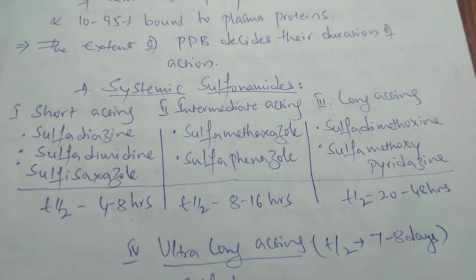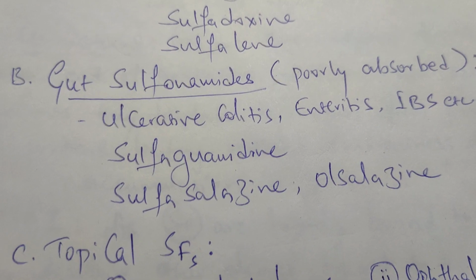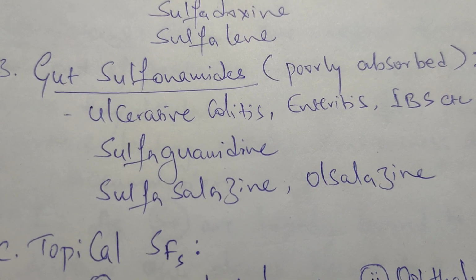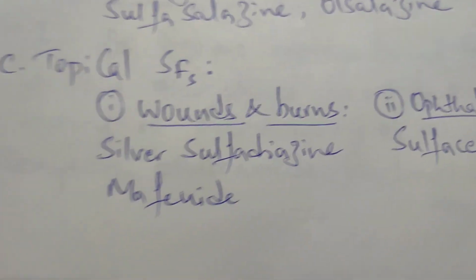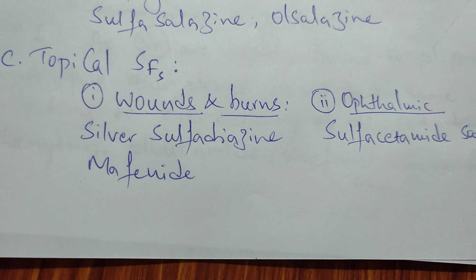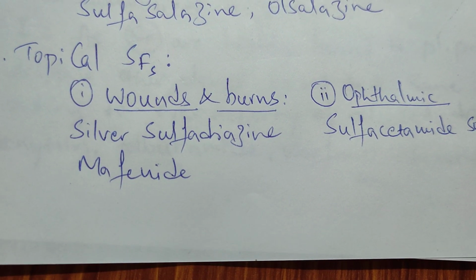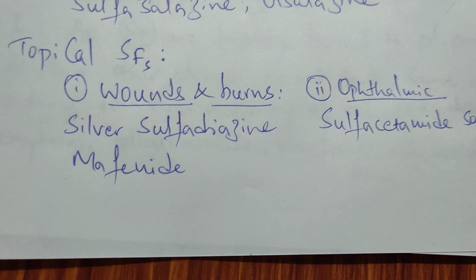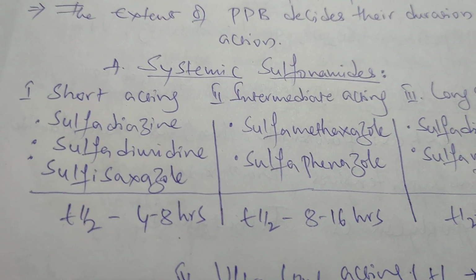Number one is systemic sulfonamides. The second class of agents is gut sulfonamides. These gut sulfonamides are taken as oral preparations, but they are not absorbed or are poorly absorbed from the GIT. Next, totally unabsorbable sulfonamides are there. They are used in topical ointments, lotions or solutions for treatment of eye infections, wounds and burns. Okay, now let us first see the first class of agents, systemic sulfonamides.